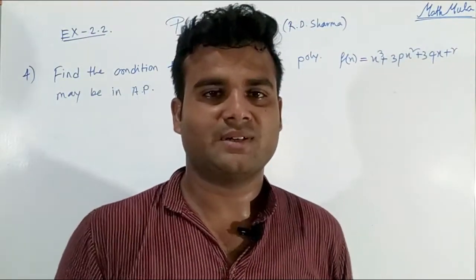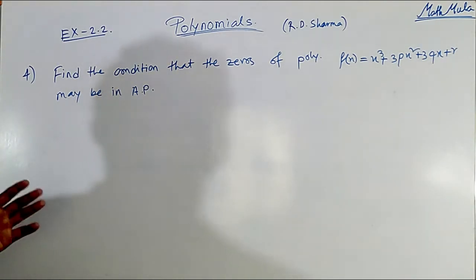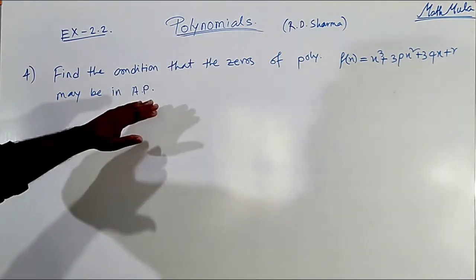Now we solve sum number 4. Find the condition that the zeros of polynomial f of x equals x cube plus 3px square plus 3qx plus r may be in AP. First we have to know what is AP.